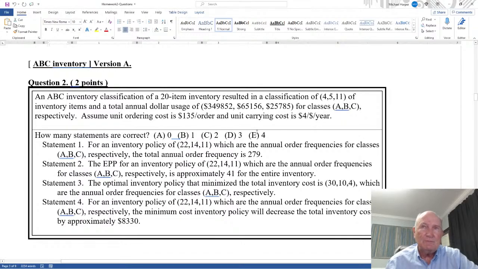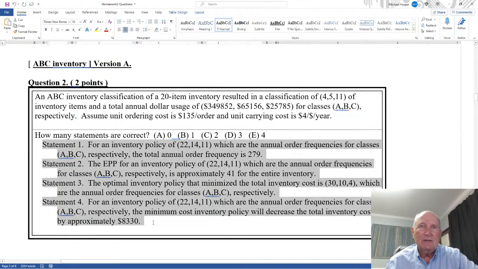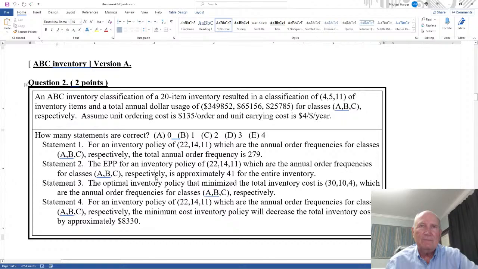So there's the problem. The statements down here are basically asking for a table of the ABC classification, a cost analysis, and the last one is a minimum cost inventory. So let's just build a table. Let's bring up Excel.